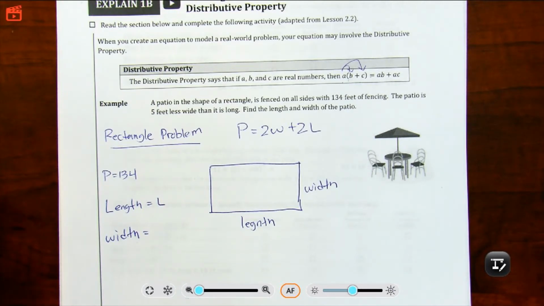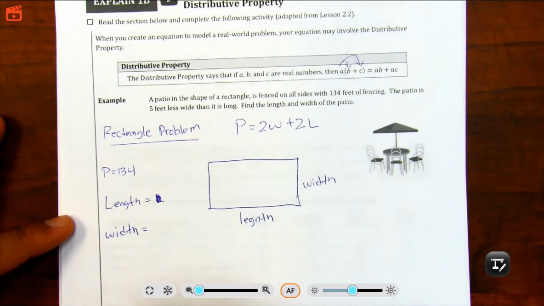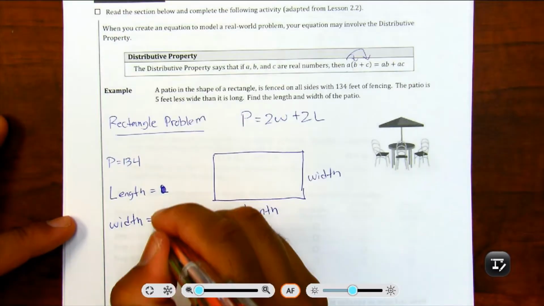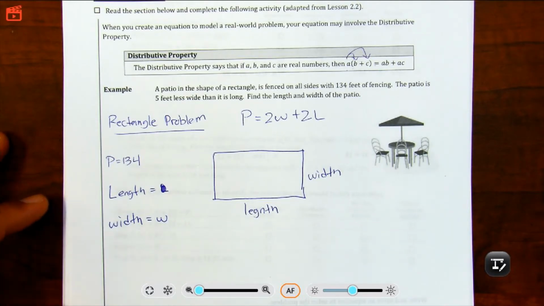Actually, no, I made a mistake. Sorry. We're going to say the width is W. So width stands for W. We don't know what the length is, but we know the length is 5 feet less wide. So we're going to use W minus 5.